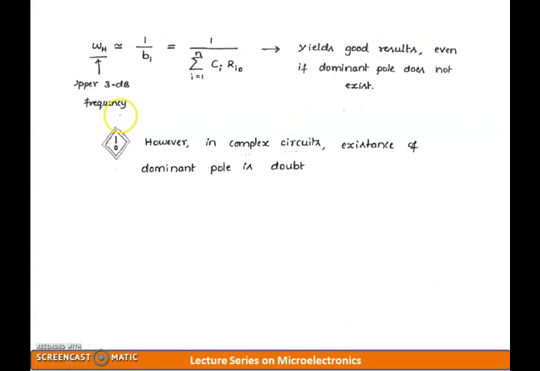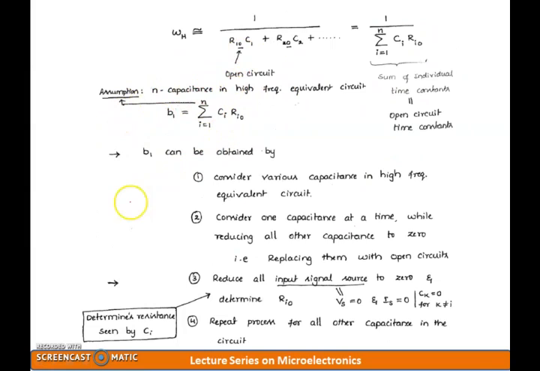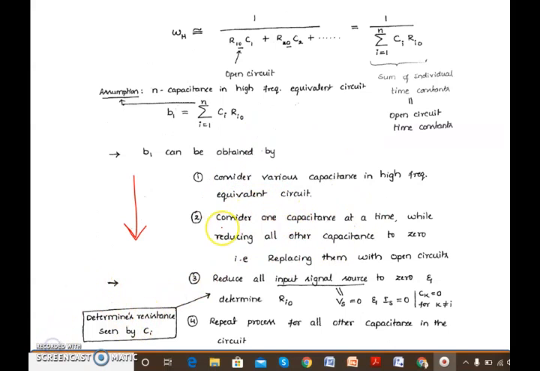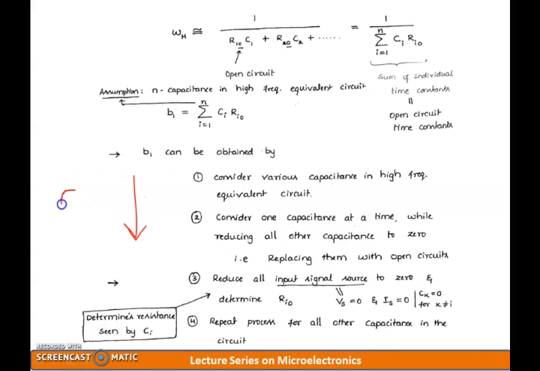Now when I try to obtain this particular methodology, there are certain rules I need to follow. The rule is that whenever I take up any particular capacitance, I need to include all the capacitances in the small signal equivalent model, including all the parasitics. Then I will consider only one capacitance at a time, which means if there are 3 capacitances and I consider C1 and try to obtain the value with respect to it, then I will reduce all the other capacitances to 0. That is, I am going to replace them with an open circuit.